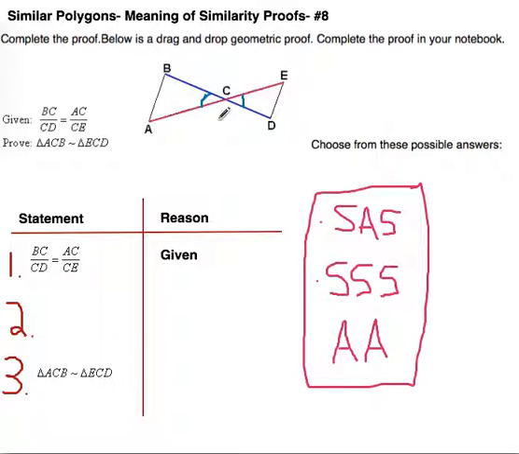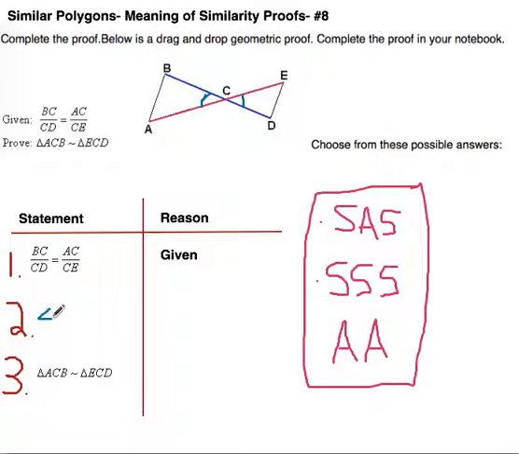Alright, so now we have a side, an angle, and a side. And remember that when you're using side, angle, side, the angle that is congruent needs to be the angle in between the two sides. So let's see, this side and this side, the angle is in fact in between the two sides. Okay?